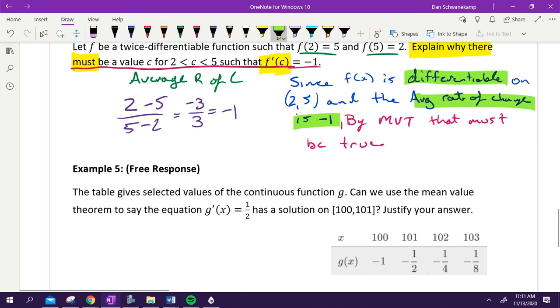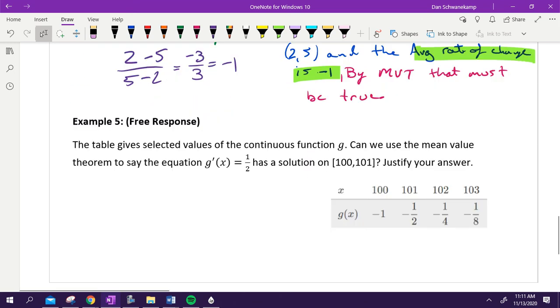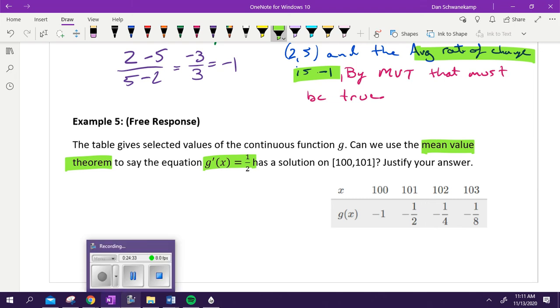Look at number 5. Just real quick, last one. The table gives selected values of this continuous function. Can we use mean value theorem to say that g prime of x is equal to 1/2 on this interval from 100 to 101? Talk with your neighbor. Come up with a yes or a no. I'll give you about 60 seconds.